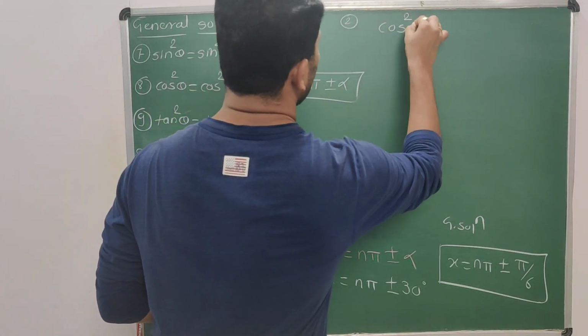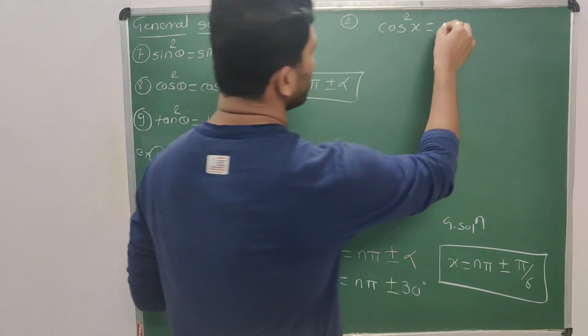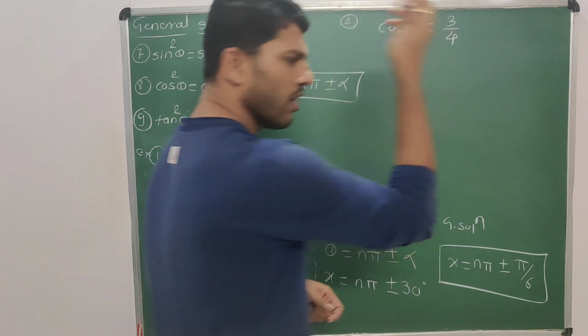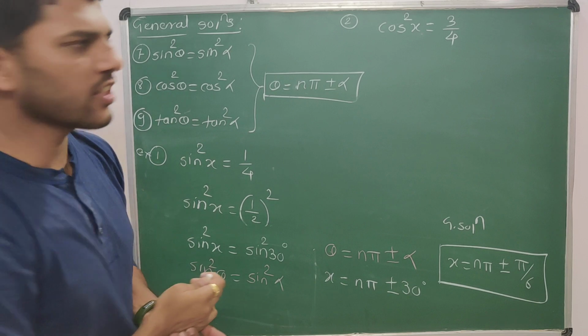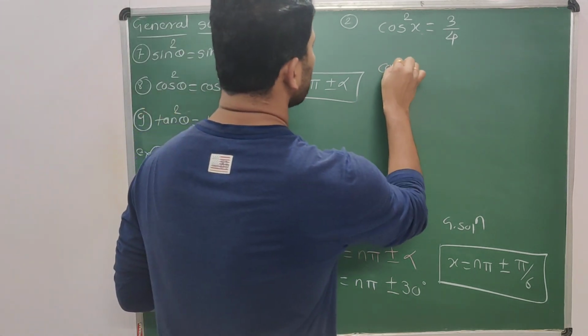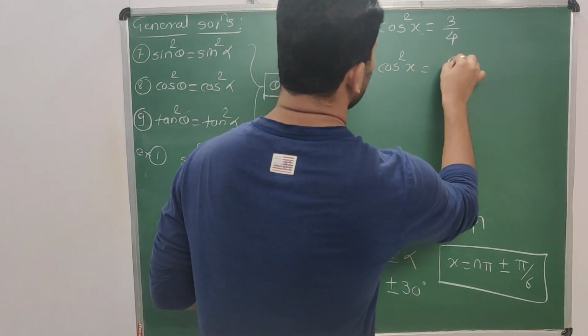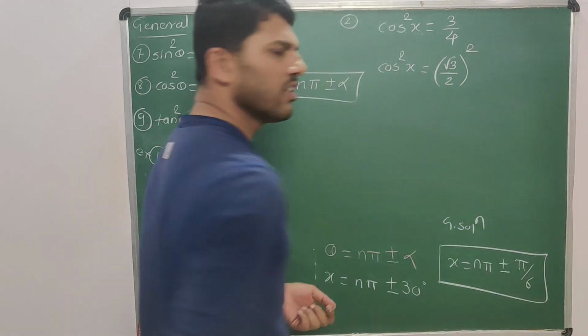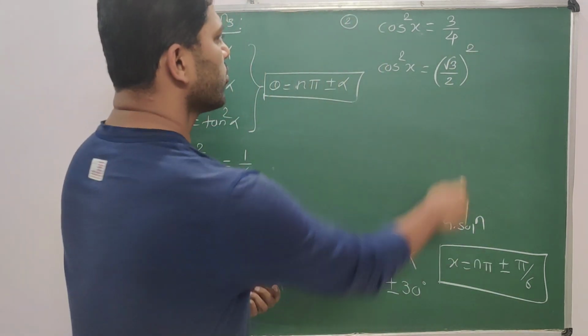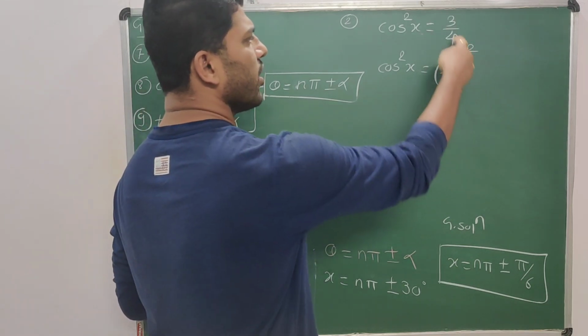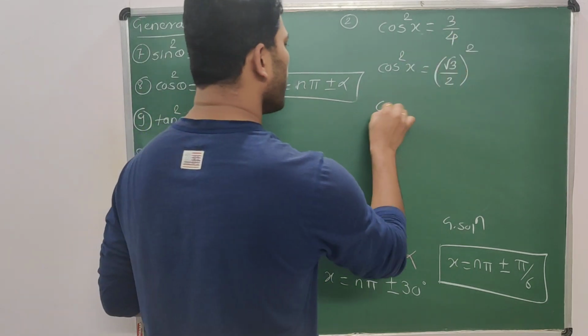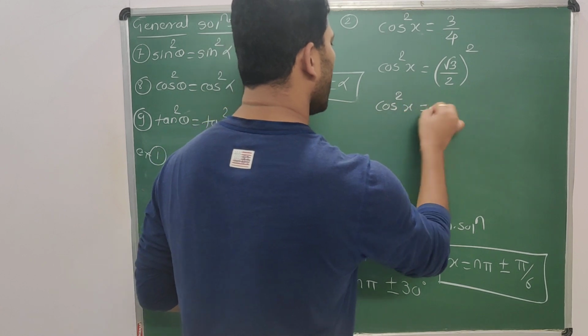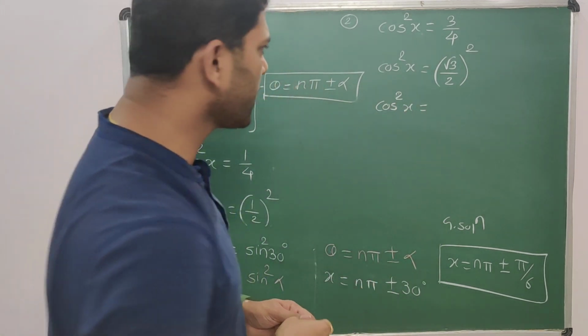Let's say cos square x equal to 3 by 4. I am considering cos square x equal to 3 by 4. How will you express this 3 by 4? 3 by 4 we can express as root 3 by 2 whole square. Right? So root 3 square is 3, 2 square is 4. So simply it's a square case. So I am trying to arrange a square on RHS.